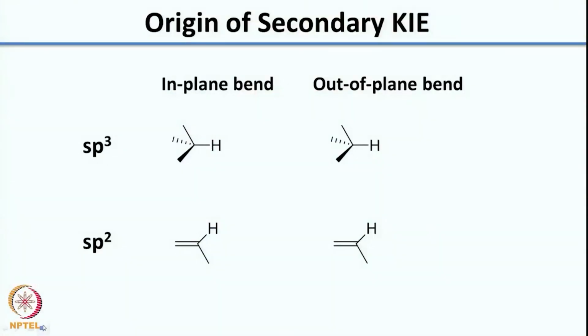So, now let us look at the origin of a secondary kinetic isotope effect. So, we will look at the vibrations that take place. Now, since the bond is not breaking, the stretching vibrations do not make as much of an impact as you had seen in the case of the primary kinetic isotope effect. But what plays a very important role is the bending vibrations.